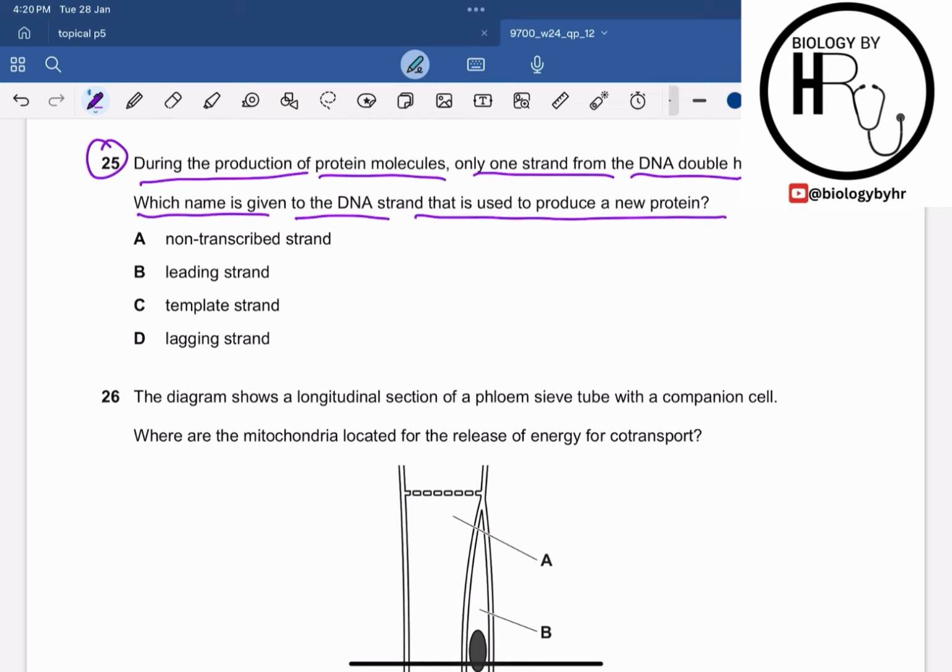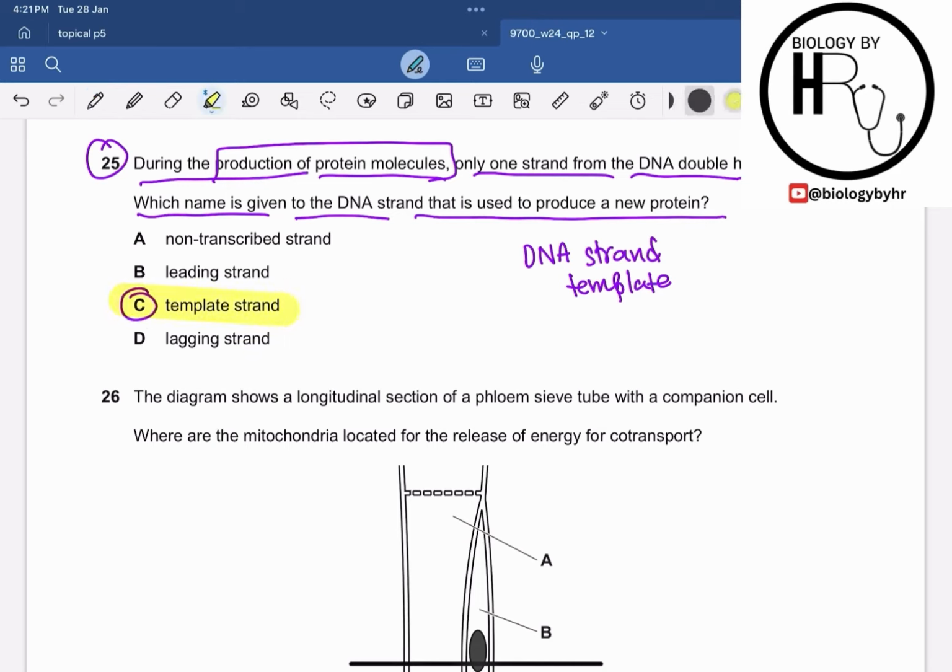So each DNA strand acts as a template for the formation of the new strand, right? That's why we call DNA replication a semi-conservative process as well, because one old parent strand is used there. But over here in this question they are asking us about the production of a protein molecule. So the DNA strand acts as a template for the formation of the new strand, right? So the name given to the DNA strand which is used to produce the new protein would be the template strand.